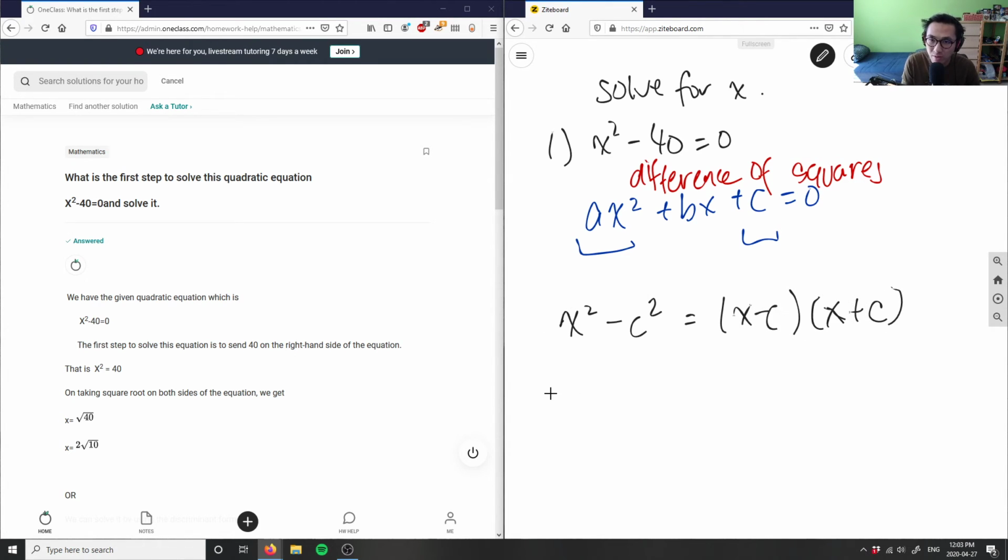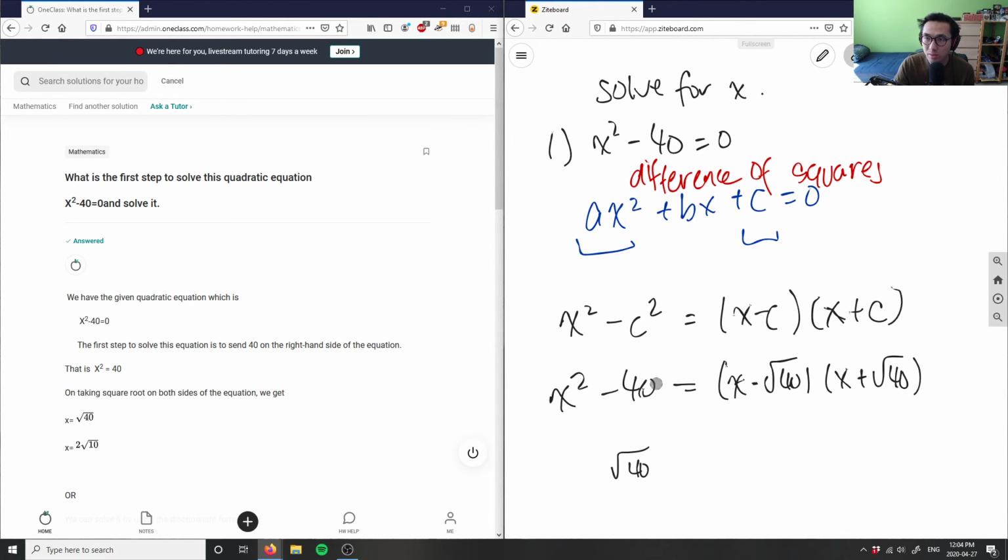So if we have x squared minus 40, then we can factor this as x minus whatever the square root of 40 is, so x minus root 40, times x plus root 40.